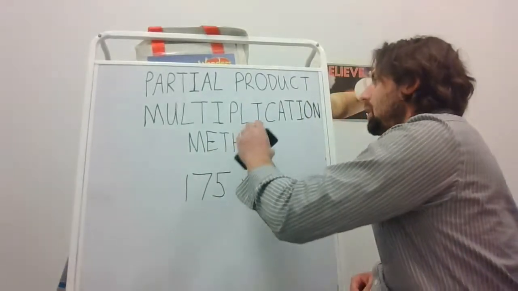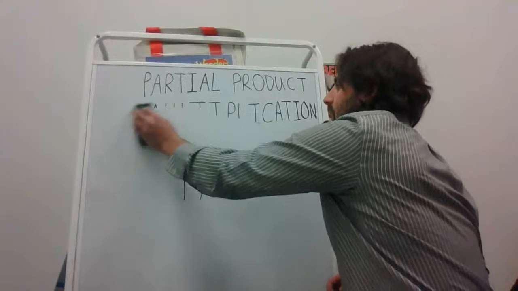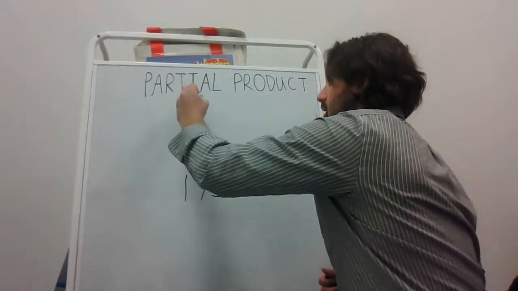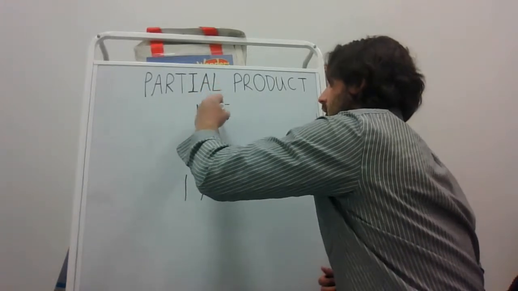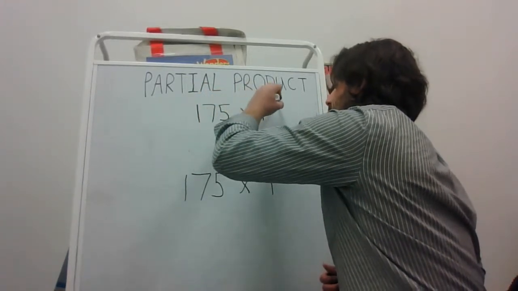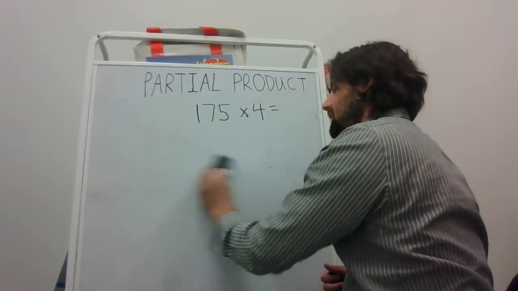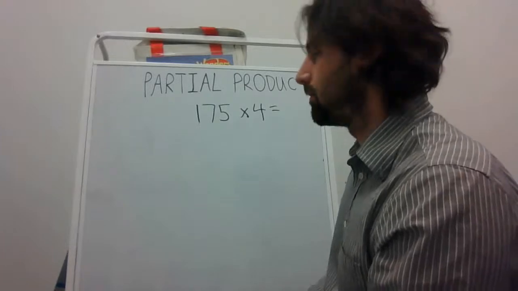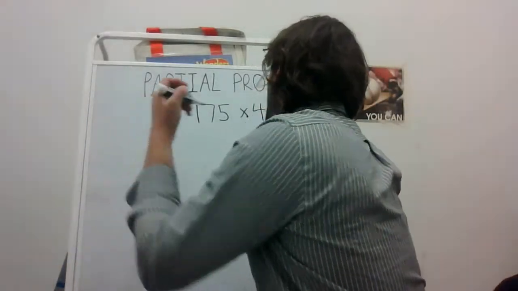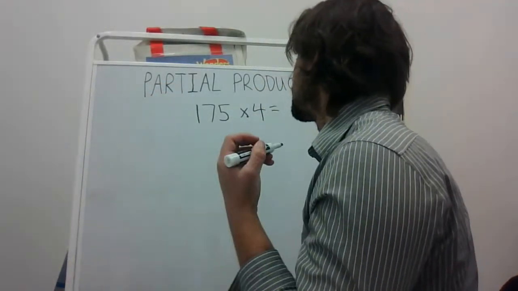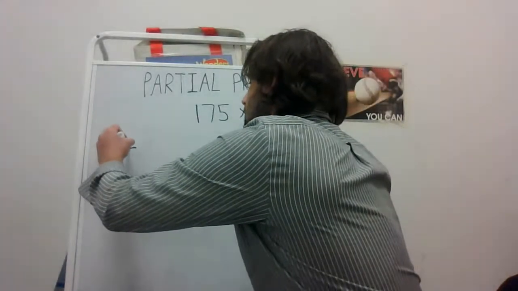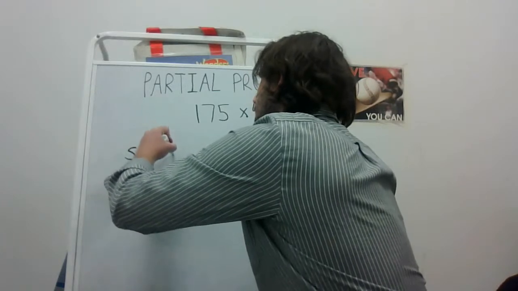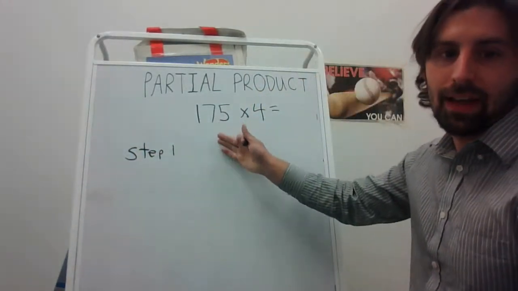So I'm going to erase this right here so I have a little more room. Move this number up here. So I'm going to break down how to solve this problem into steps. So the partial product method, the first step to the partial product method is writing the number in expanded form. So step 1, we got to write 175 in expanded form.